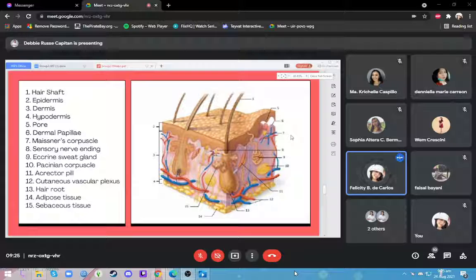Number 11, arrector pili. Number 12, the cutaneous vascular plexus. This is responsible for supplying blood to the adnexal structures of the dermis, including the follicles and glands. Number 13, the hair root. Number 14, the adipose tissue. Number 15, the sebaceous gland.